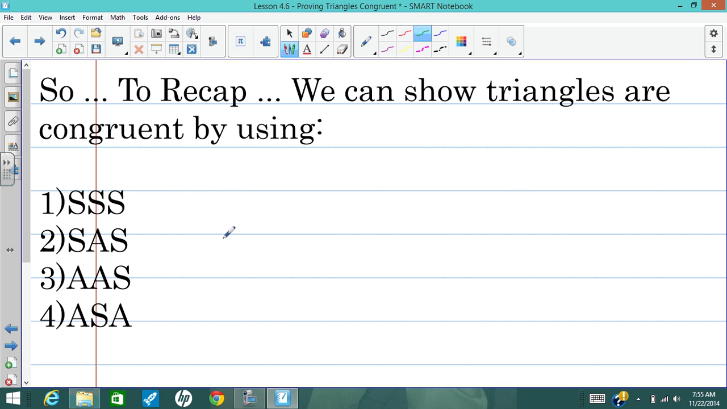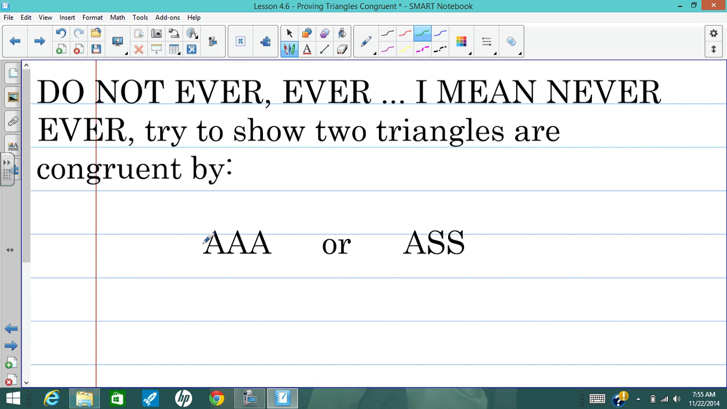So to recap, there are four ways to show triangles congruent. Side-side-side, side-angle-side, angle-side-angle, and then the special case of angle-angle-side, which is like angle-side-angle. It's very tempting to show triangles congruent using other combinations of corresponding parts, but it is never okay to use angle-angle-angle. That is not a theorem. Angle-angle-angle will not ever show two triangles are congruent.